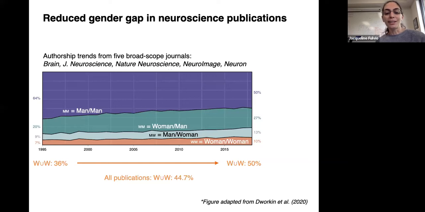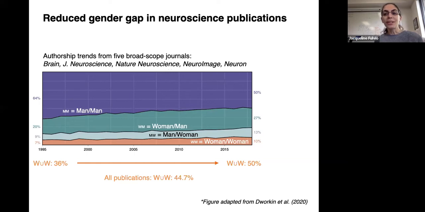And so on a positive note, they showed, as you can see here in this plot, that papers authored by women in the first and or last authorship position, which I'll henceforth call women-led papers, has steadily increased over the last two decades in five broad scope neuroscience journals. So those included Brain, Journal of Neuroscience, Nature Neuroscience, Neuroimage, and Neuron. So these are five of the field's flagship journals.